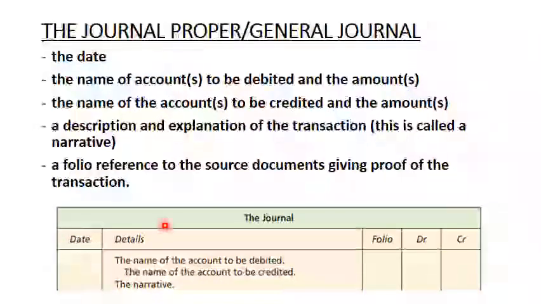It has the date here, then the details, then the folio, debit, credit. The details is going to have the name of the account to be credited or debited, and also the narrative, which is an explanation of what's happening for this given entry.